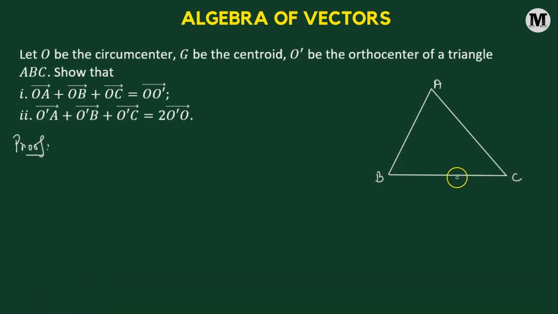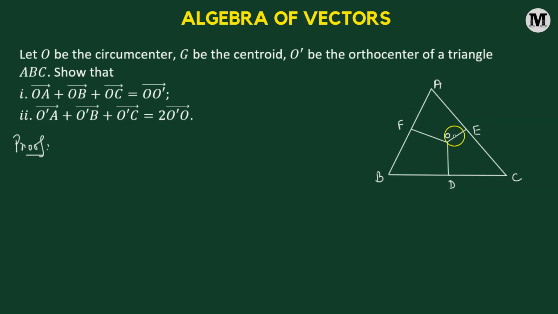Fine. Now let's choose the midpoints of each of the sides. So let's say we have the point D, which is going to be the midpoint of the side BC. CA has the midpoint given by the point E, and AB has the midpoint given by F. Now, through this midpoint, if we draw the perpendicular bisector, then these three bisectors are going to meet at a common point O prime, which is going to be the orthocenter of the triangle ABC.